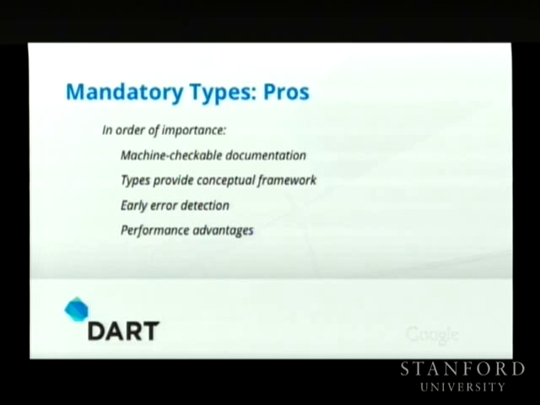Nevertheless, we're now at a stage where we can get pretty decent performance out of completely dynamically typed code. And for the kind of applications we're seeing on the web, it's not particularly critical. Early error detection is what a lot of people like to talk about, but in fact, it's not particularly crucial. What is crucial is documentation for people and for machines.